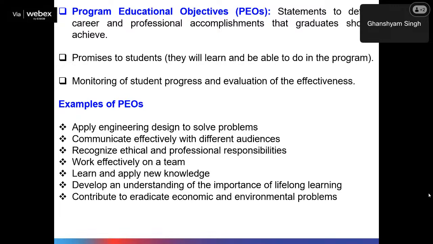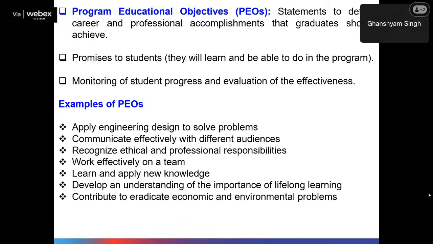So what are program educational objectives? In short, we call them PEOs. These are statements which define the career and professional accomplishment that every graduate should achieve. Every university adopting the OBE system must define statements where they clearly define that each and every graduate will achieve this particular career and professional accomplishment by the day they get their degree. These statements are actually a promise to the students of what they will learn and be able to do in their program. Similarly, these provide a way to define how to monitor student progress and how to evaluate effectiveness.